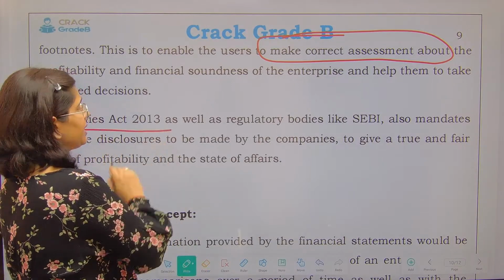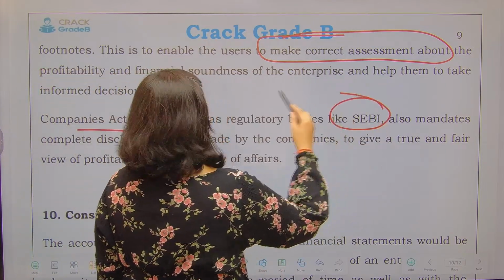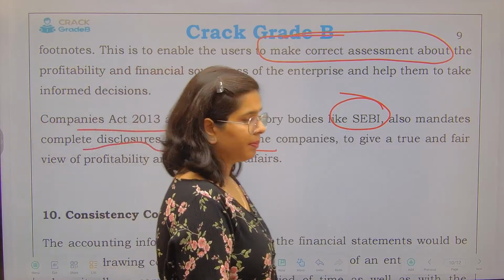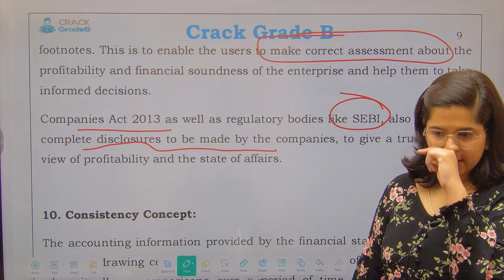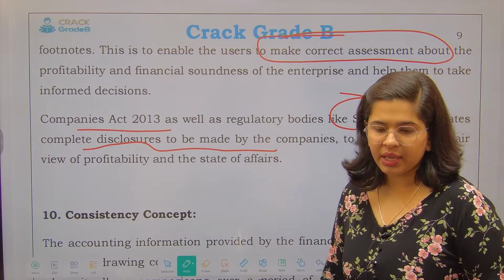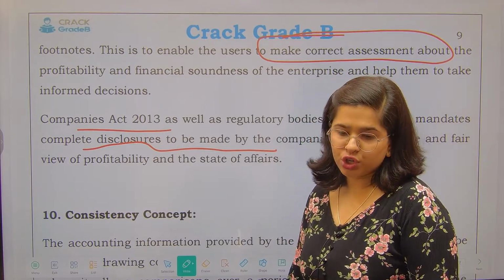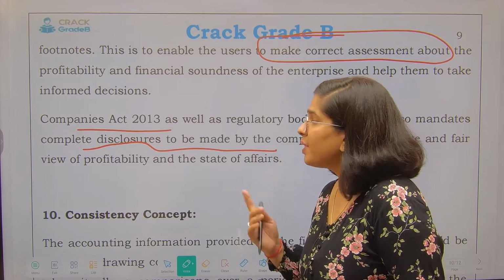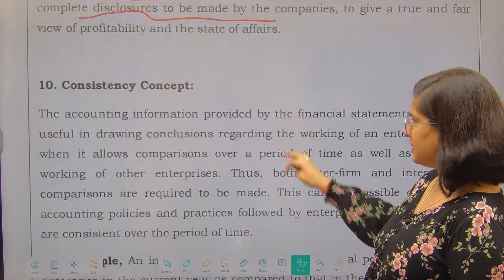Next is Companies Act 2013, as well as the regulatory bodies like SEBI. They have also mandated that complete disclosure should be made by the companies. So it is not just the accounting concept, this is also legal responsibility. Companies Act as well as the SEBI regulatory decisions, they both tell you that full disclosure should be made into your accounting statements. ठीक है, the next concept that we have is called as the consistency concept.